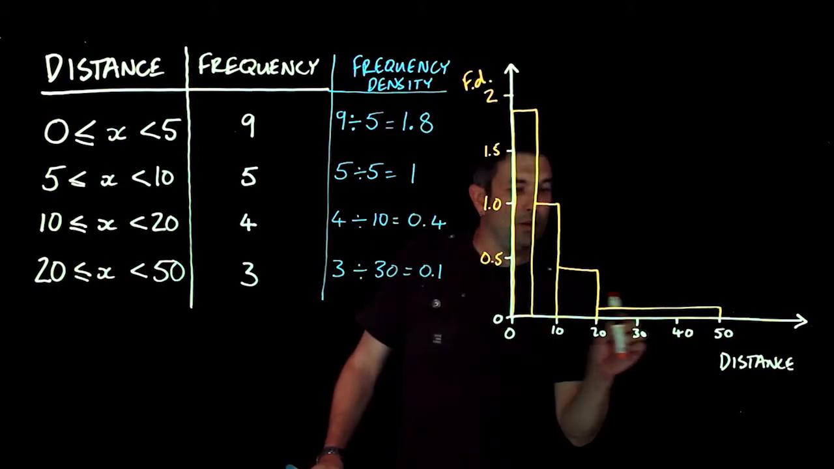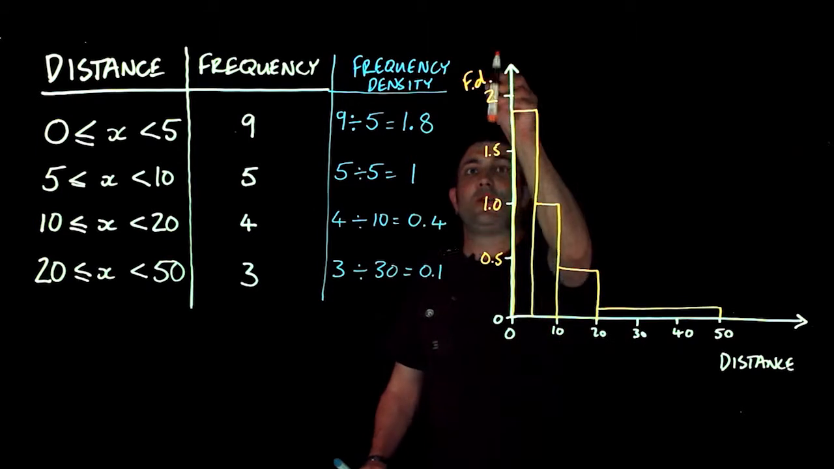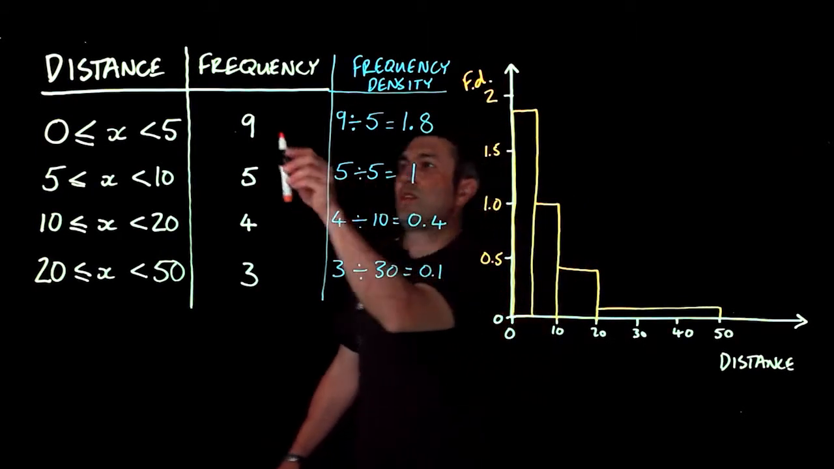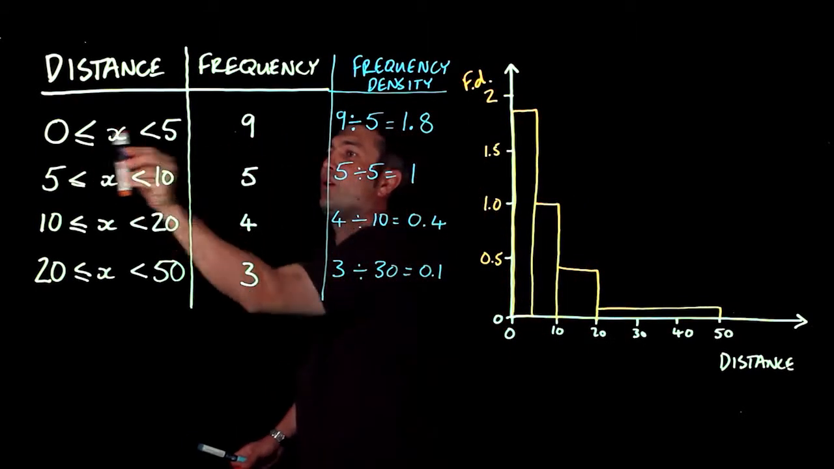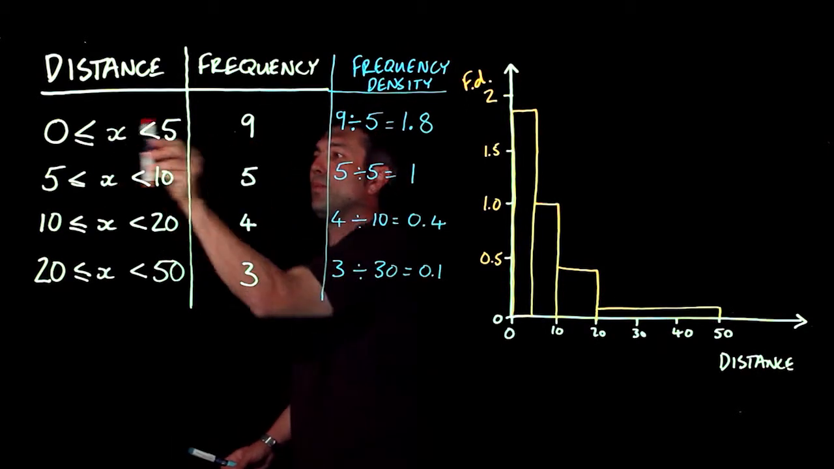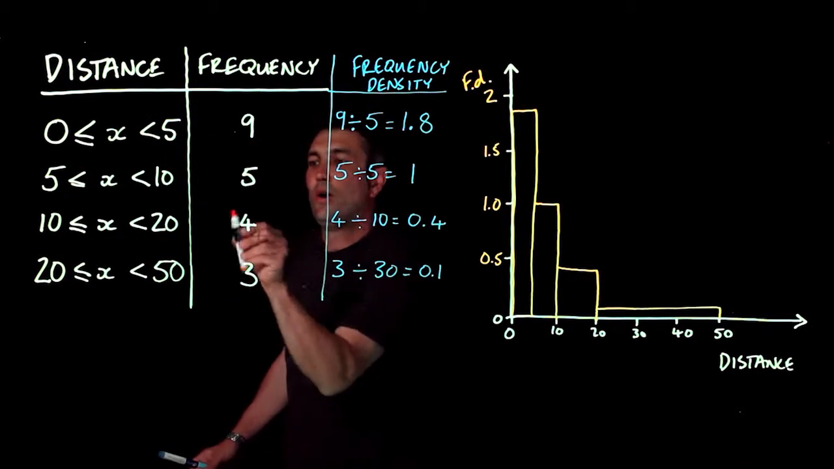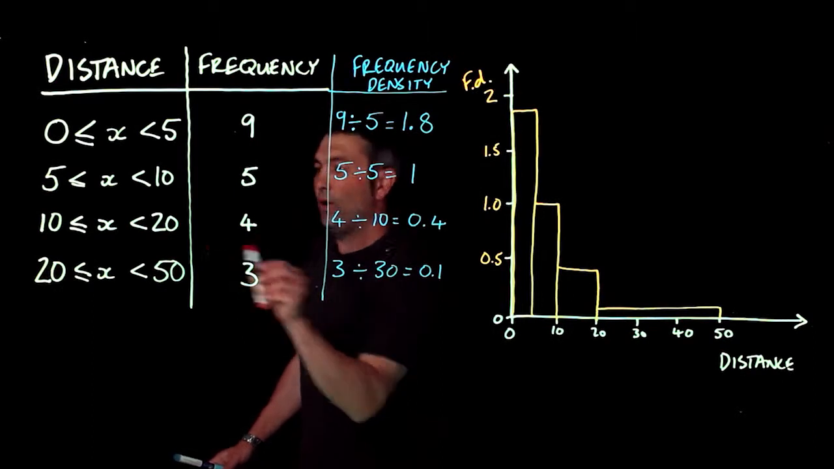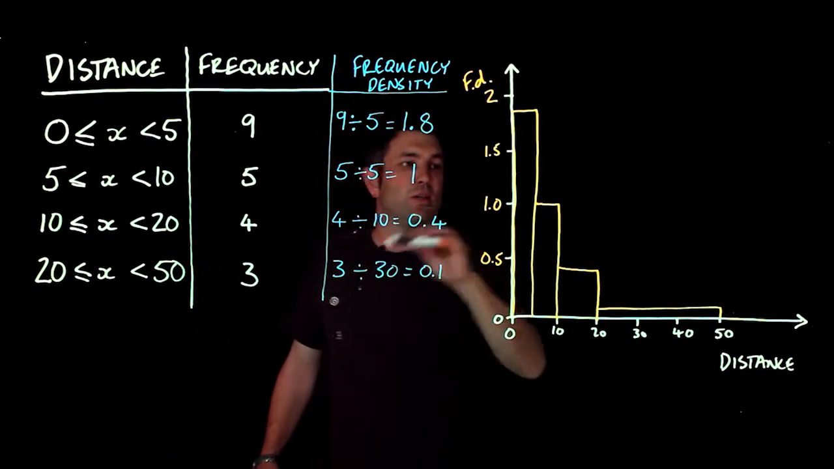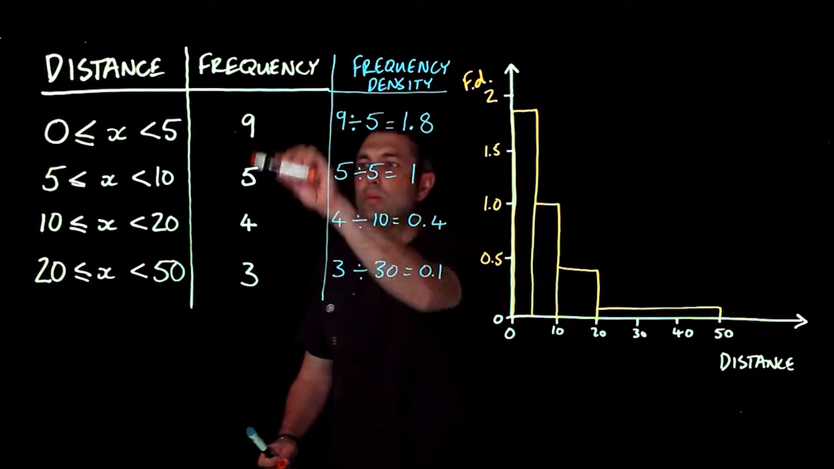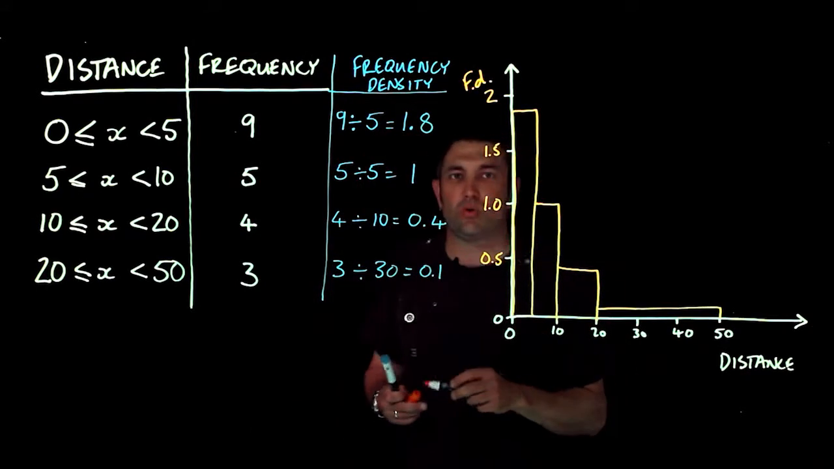So there we go. So what we're plotting here is not the frequency, it's the frequency density, which is calculated the frequency divided by the width of the group. So 9 divided by 5, 5 divided by 5, 4 divided by 10, 3 divided by 30. Okay, so just be careful. Common mistake is people plot the frequency, and it's not right, I'm afraid.